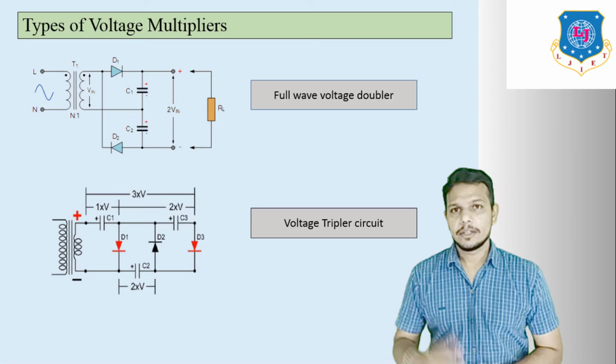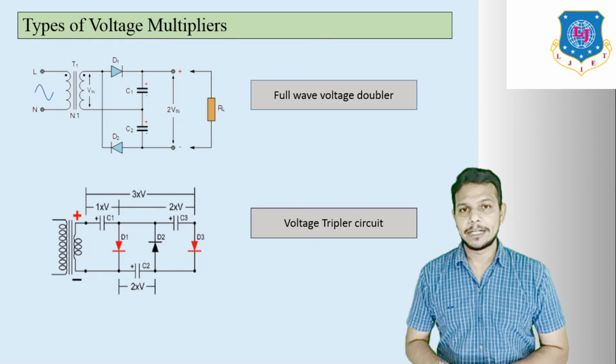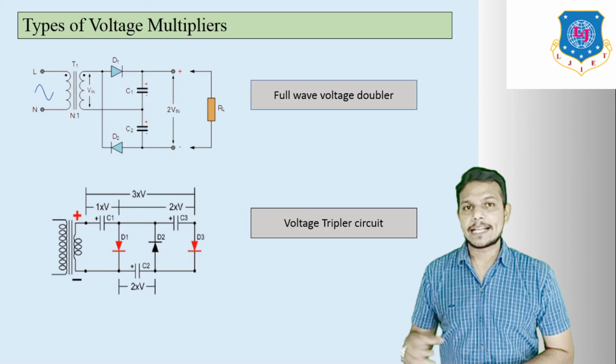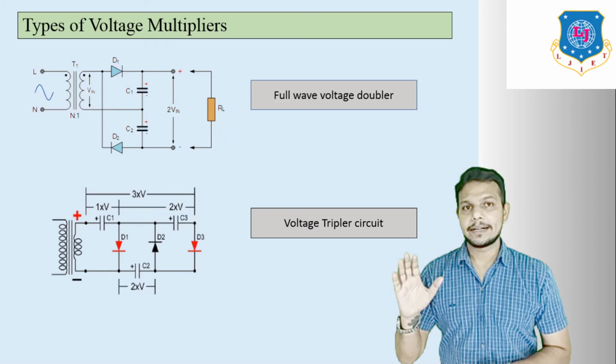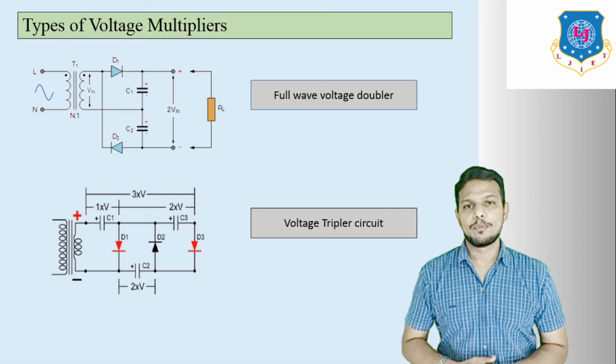Now the types of different voltage multipliers. There are various types of voltage multiplier. We have seen the half wave. Similarly, we can see the full wave voltage doubler. In this circuit diagram, we will also get twice Vm at the output side.